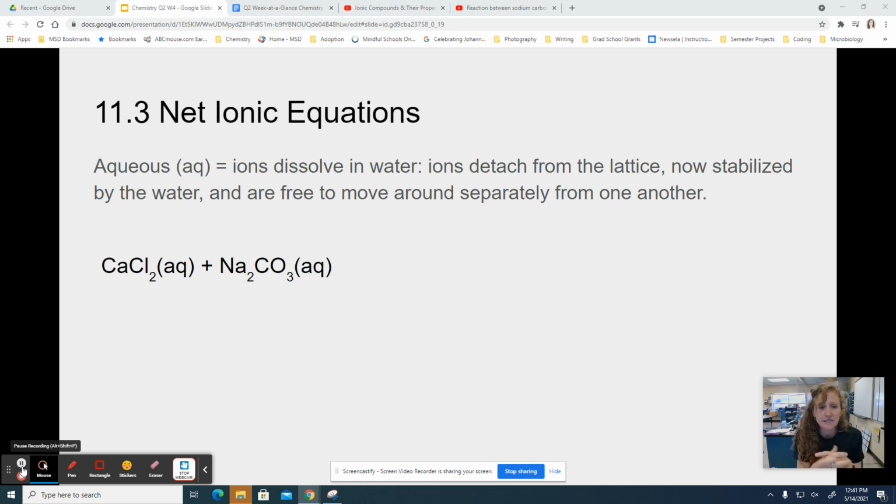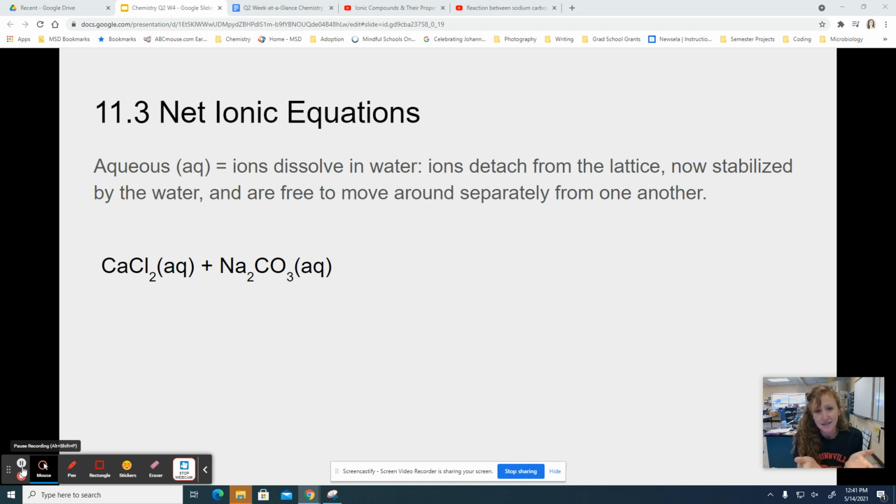What aqueous means is that the ionic compounds dissolve in water. And when this happens, the ions will detach from the ionic lattice. They will be stabilized by the water, and the ions will actually move freely around in that solution. And those ions don't really affect each other anymore.